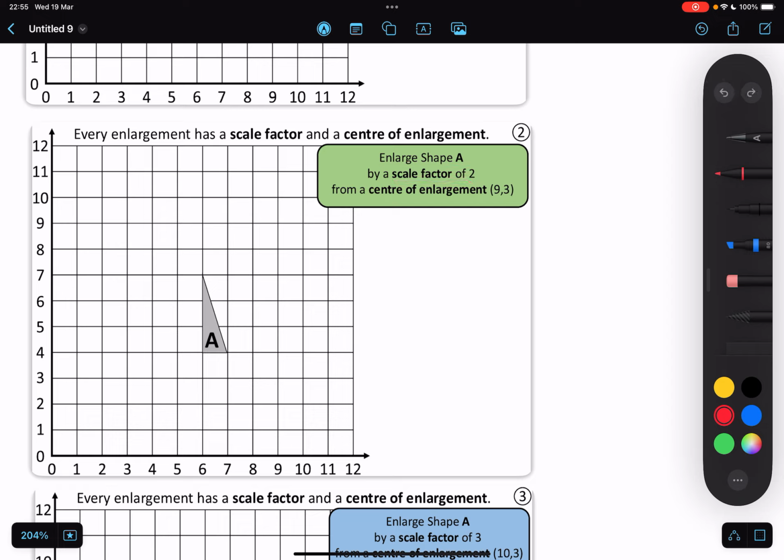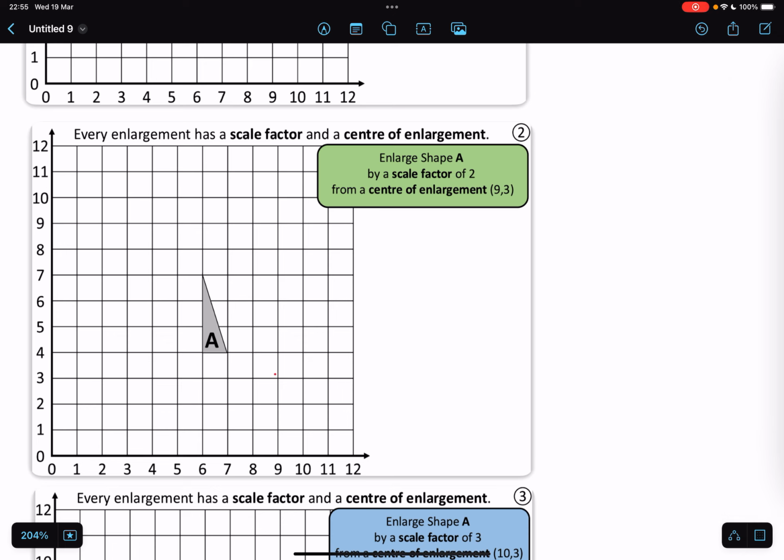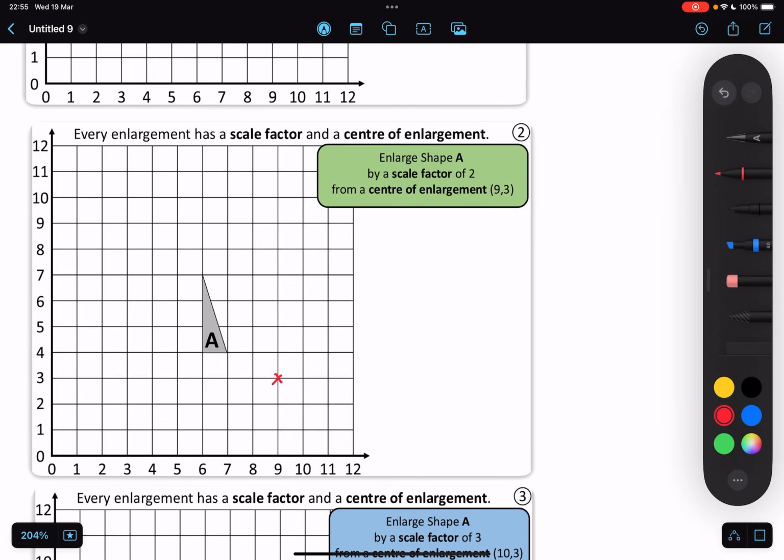So first thing is let's mark the center of enlargement, which is 9, 3. So we go across 9 and we go up to 3. That point there is our center of enlargement. Make sure it's clear. Let the examiner know that you know where the center of enlargement is. Now, it says we're going to enlarge it by scale factor of 2.